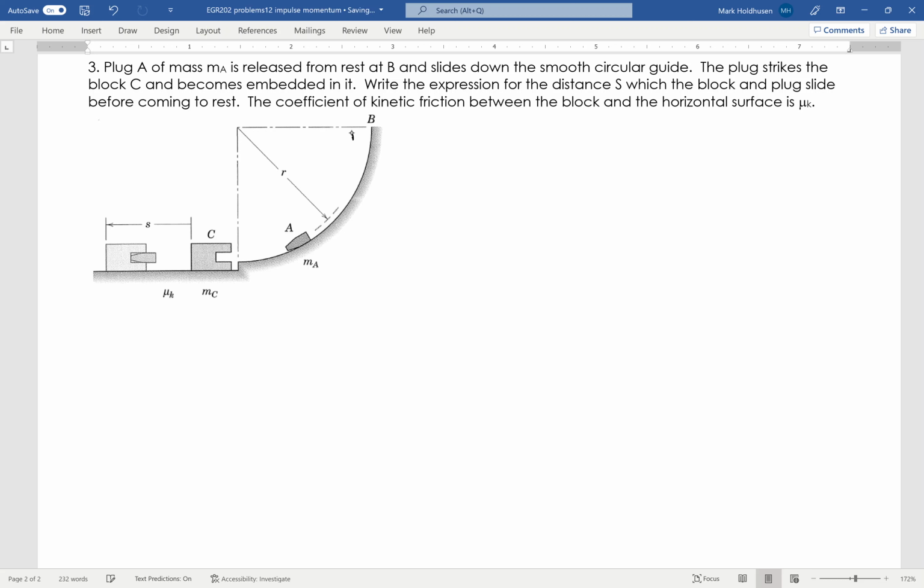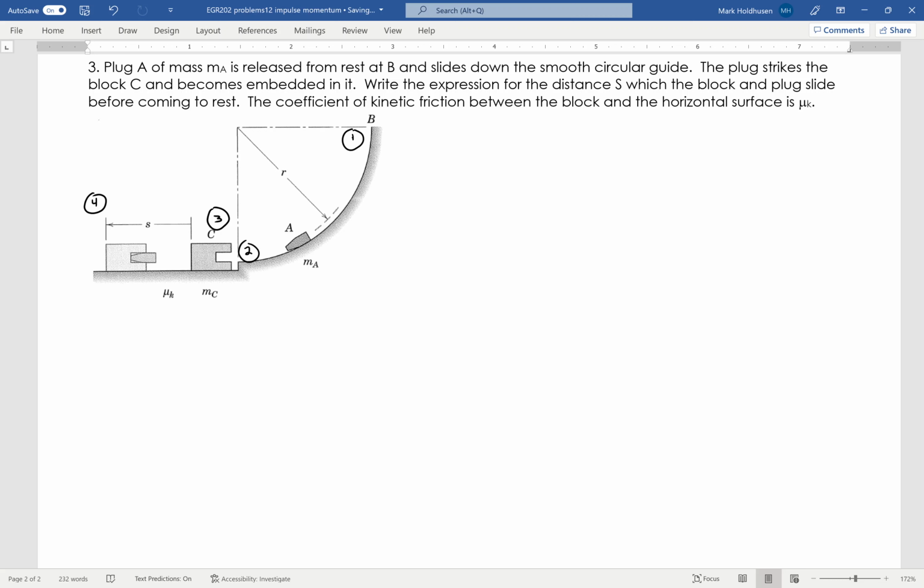I'll call this state 1 up at the top at point B. Then this guy slides down, has some sort of velocity right before it smashes into C, right? So there's before it smashes and then after it smashes, once they become embedded, and then it slides to a stop at what I'll call state 4. So it's actually a 3-step process: 1 to 2, 2 to 3, 3 to 4.